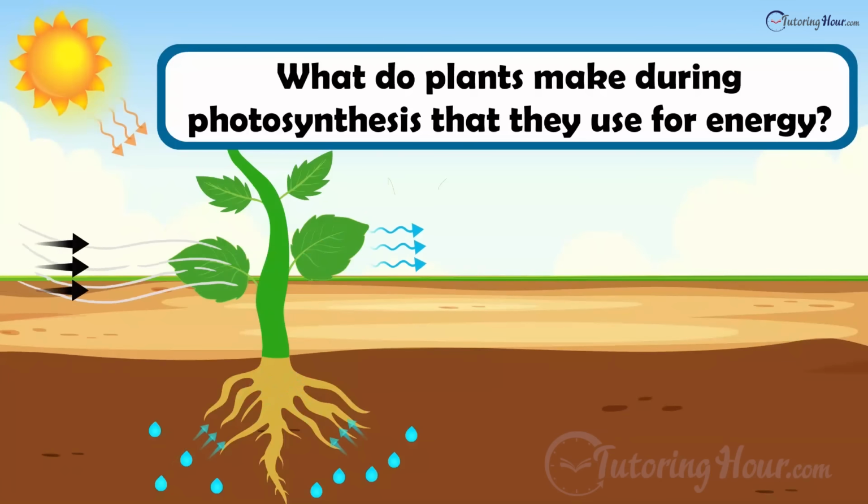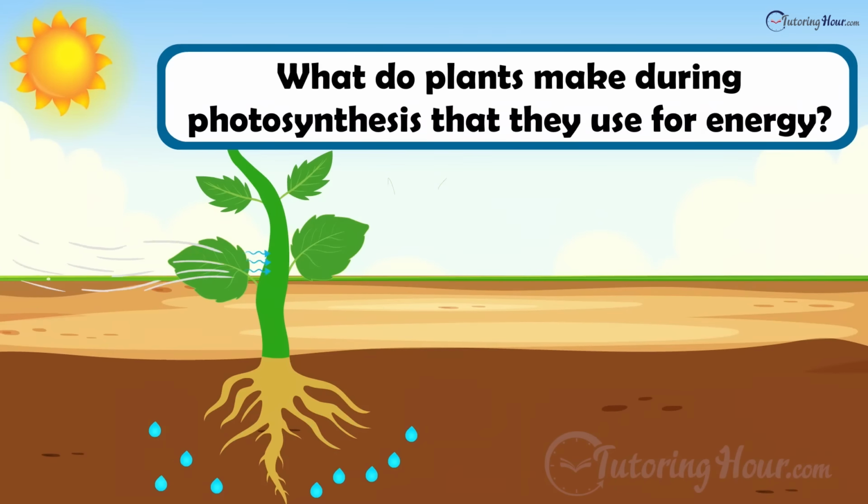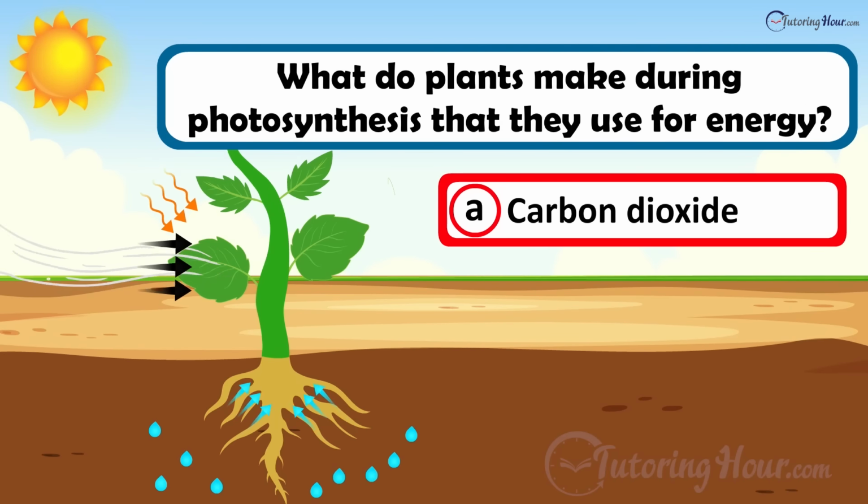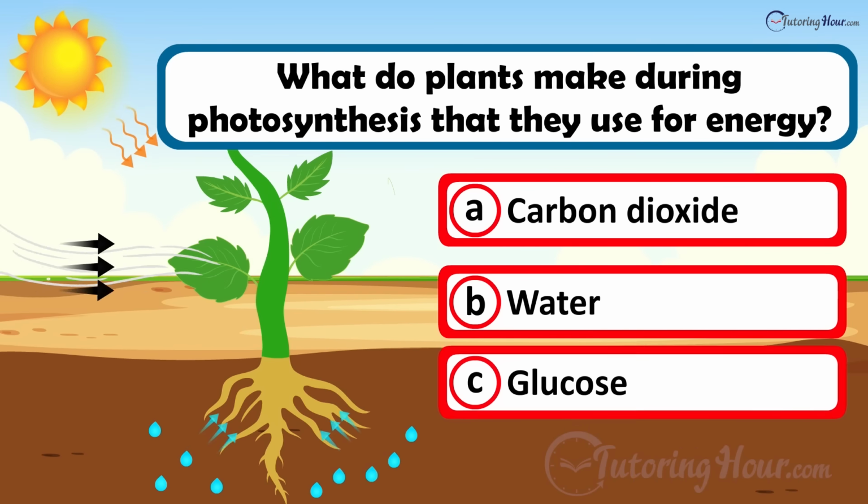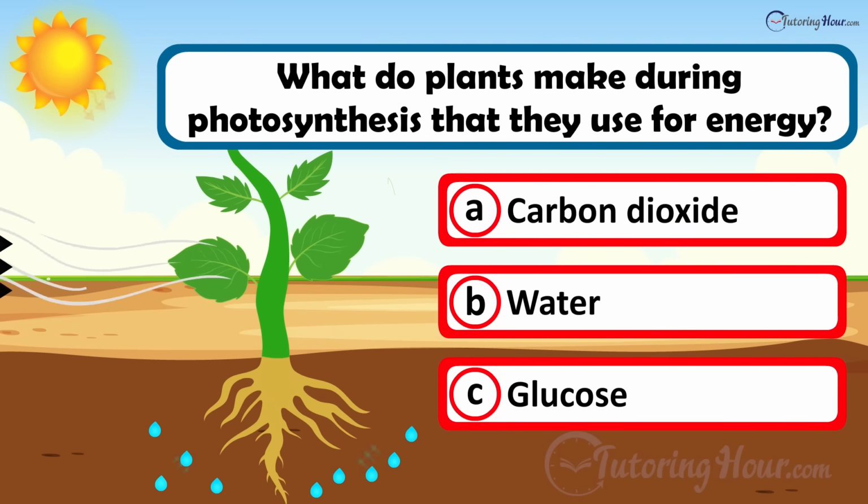What do plants make during photosynthesis that they use for energy? A. Carbon dioxide. B. Water. Or C. Glucose.